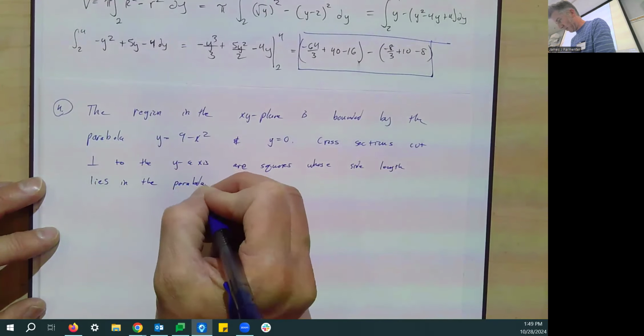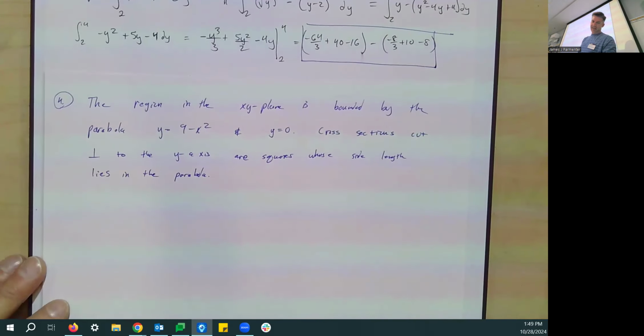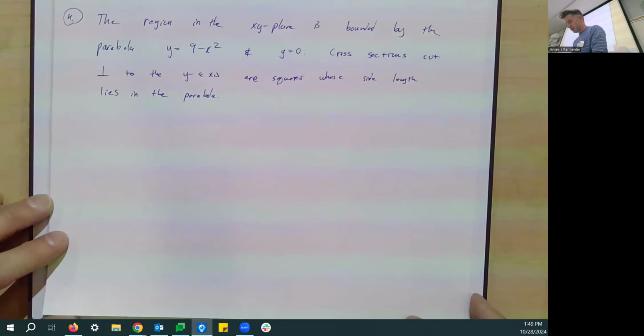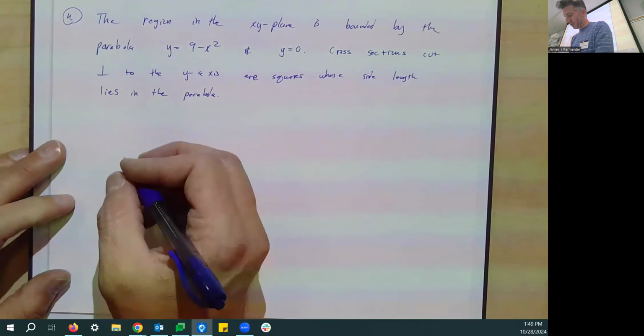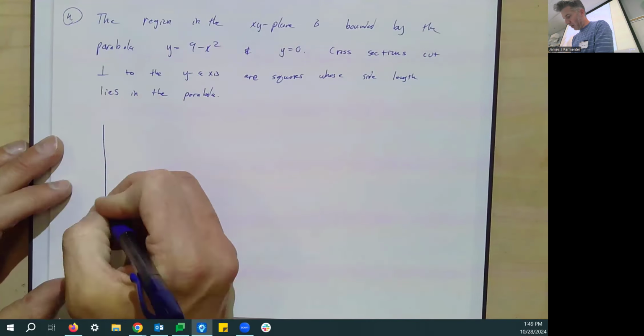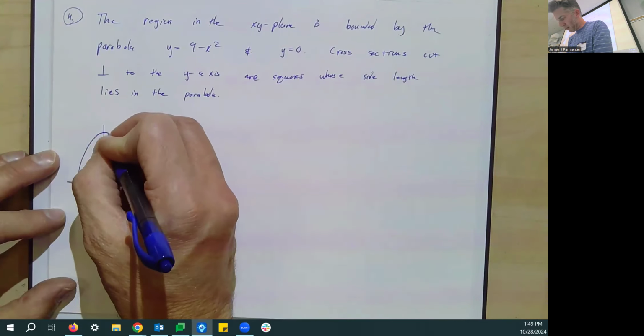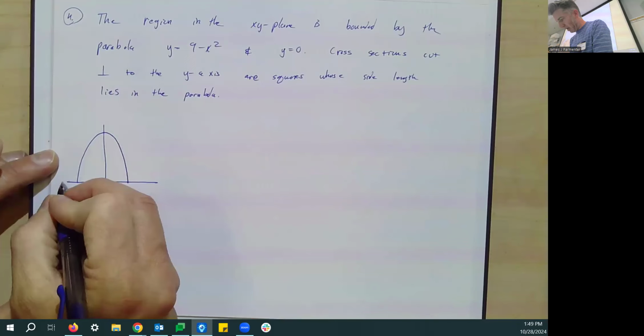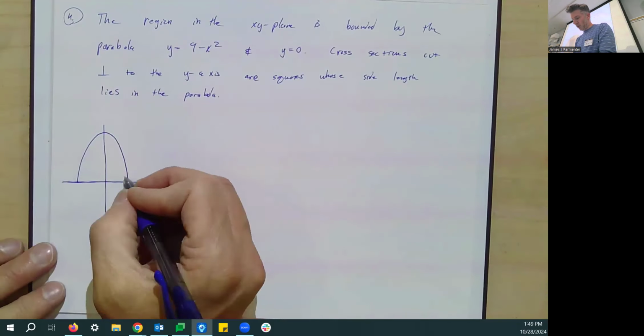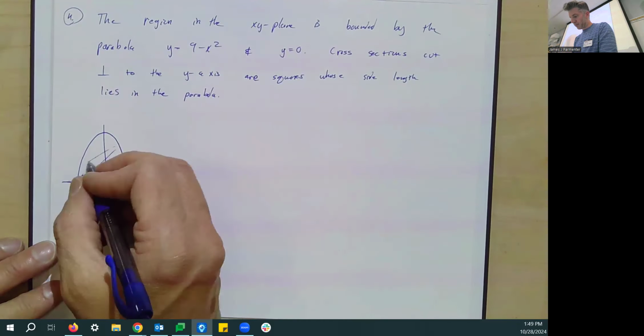I'll draw the picture, it'll make more sense. Sorry, I know my phrasing here is never good. So here's what I mean by this. You've got some parabola, some region bounded by a parabola and the x-axis, which is y equals 0. So your region looks like this.